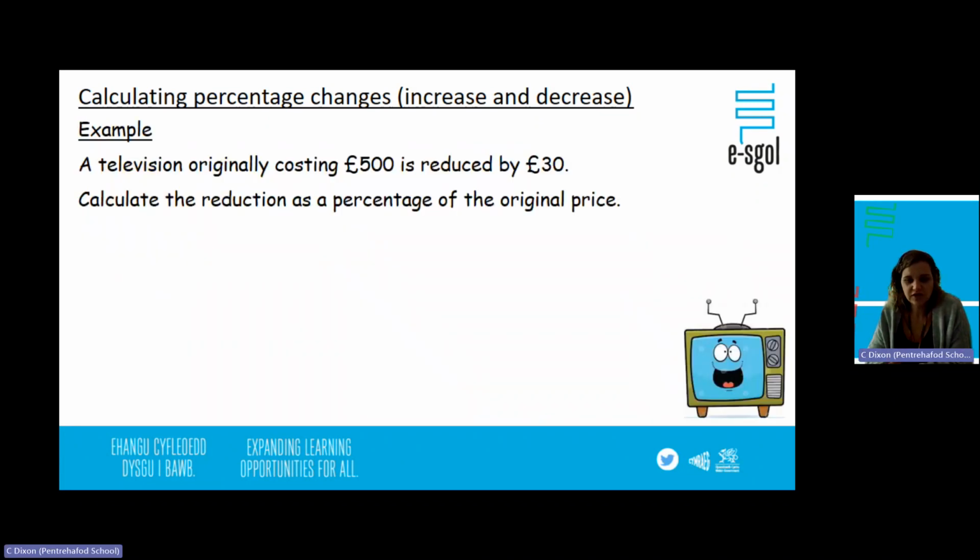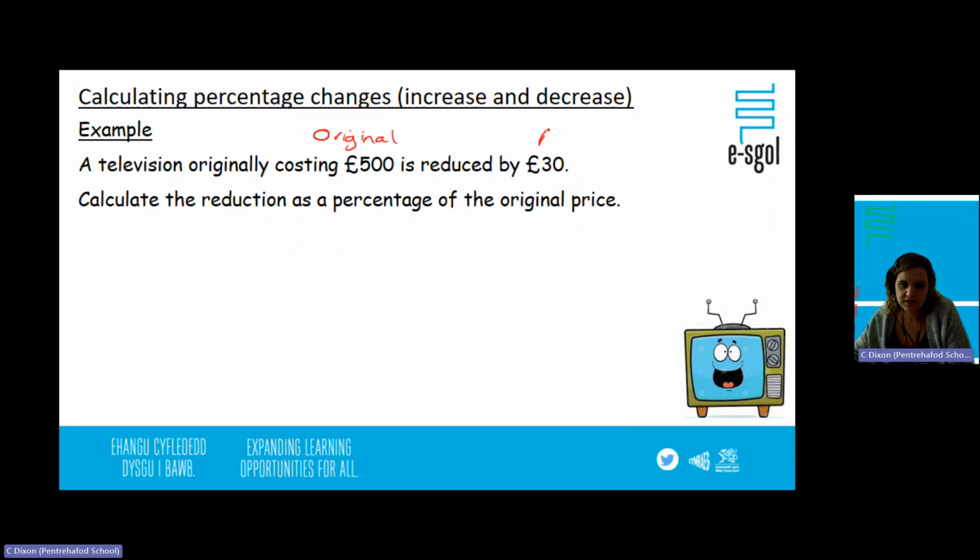So the first question we're going to look at is to do with a television. So it says a television originally costing £500 is reduced by £30. Calculate the reduction as a percentage of the original price. Okay, now the £500 is the original price.